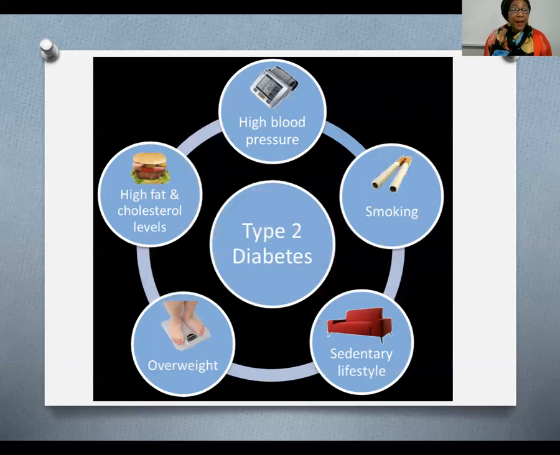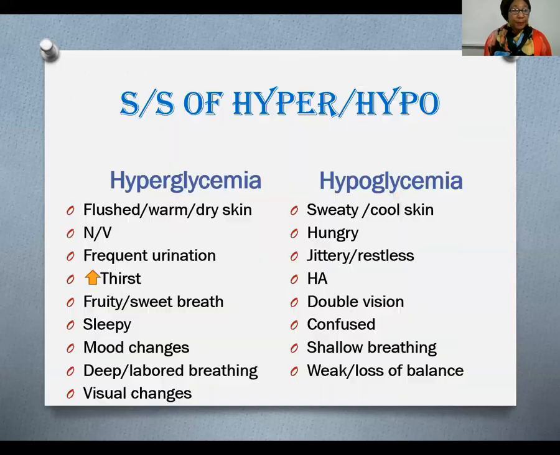These are some of the factors that contribute to type 2 diabetes. Smoking, just sitting down, not doing anything for hours and hours. You just lay on the couch and watch TV. When you're overweight, high cholesterol and high fat foods can cause diabetes. And high blood pressure can also cause diabetes.